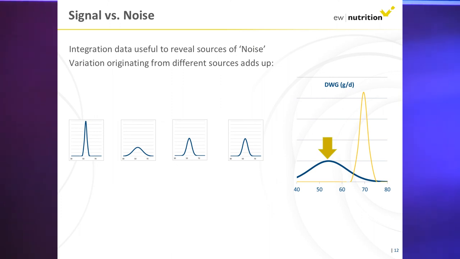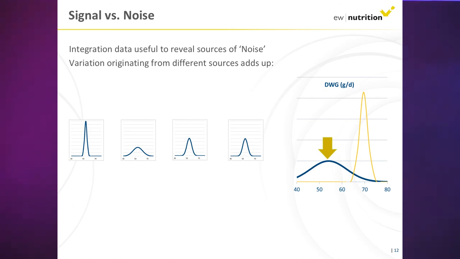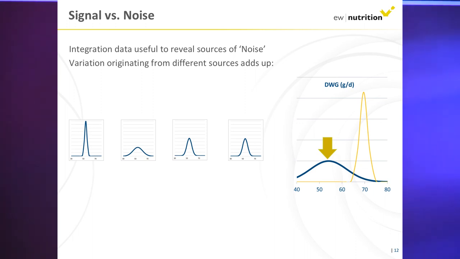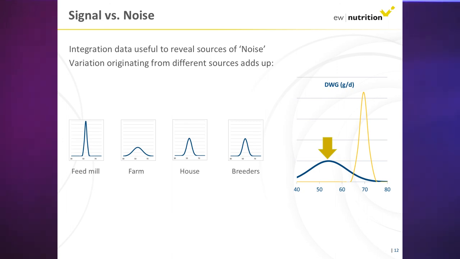Integration data, the data that is being collected in modern poultry production, can be very useful when you do a field study to design it properly. So there is variation between feed mills and between batches within a feed mill. There is variation between farms. There is variation between houses on a farm or between different cycles within a house. There's variation coming from the breeder flocks. These variations all add up and they could result in something like this.